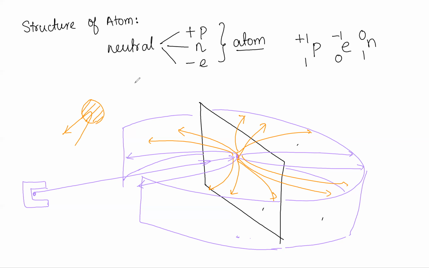Or instead, if the atom is mostly like an ice cream, then the particle should just pass through the atom and come out at the other side. But instead, an atom is neither this nor is it like an ice cream. It's basically empty space with a very solid sphere at the center.